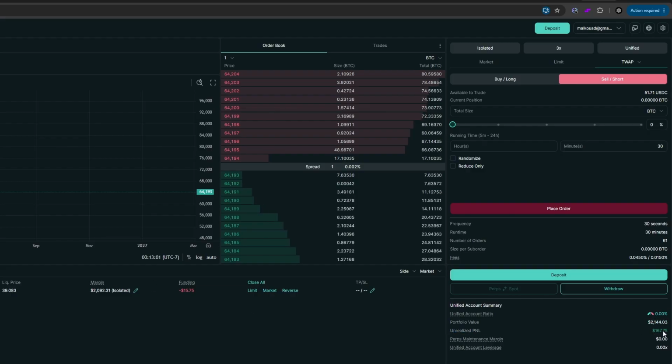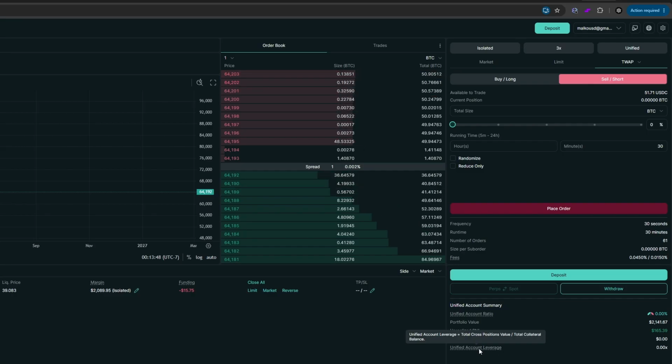Unrealized P&L, the profit you have in trades that has not been claimed, that have not been closed. Perps maintenance margin, which is the minimum portfolio value required to keep your cross positions open. That's 0 again because I don't have any margin things open. But if I did, maintenance margin is the minimum amount of collateral you have to keep to avoid liquidation. And then unified, which is your total cross positions value divided by your total collateral balance.